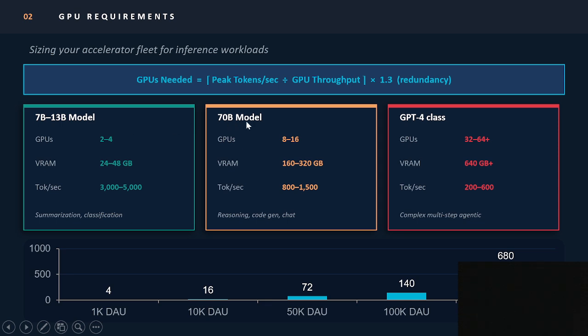For 7B and 13B models, GPUs needed is 2 to 4, VRAM is 24 to 48 GB, and tokens per second is 3000 to 5000. For a 70B model, GPUs is 8 to 16, VRAM is 160 to 320 GB, and tokens per second is 800 to 1500. For a GPT-4 class model, GPUs is 32 to 64 plus, VRAM is 64 GB, and tokens per second is 200 to 600.